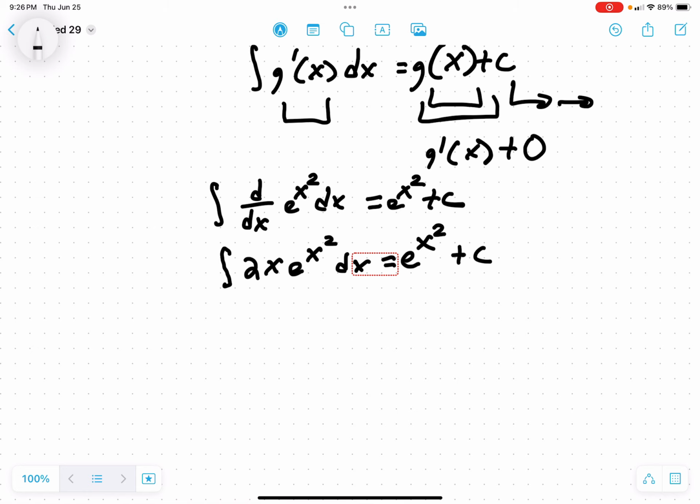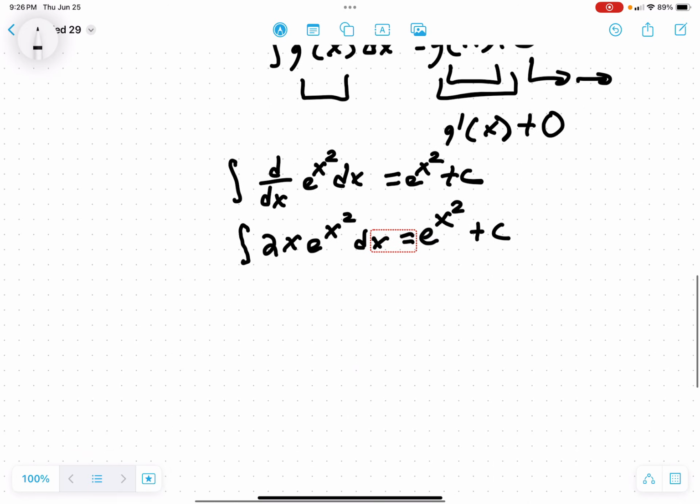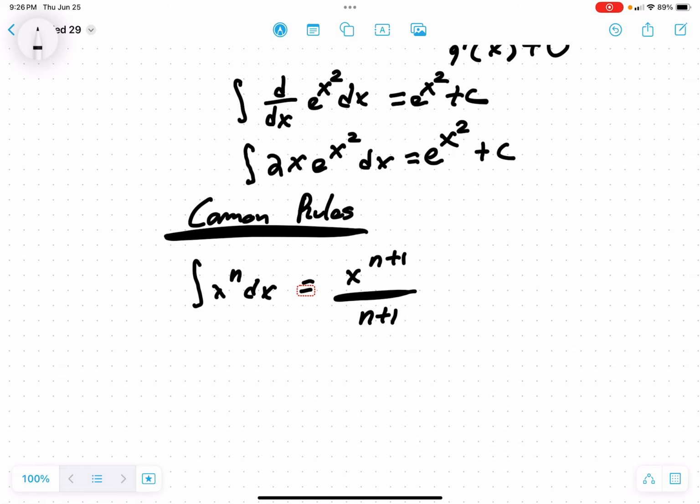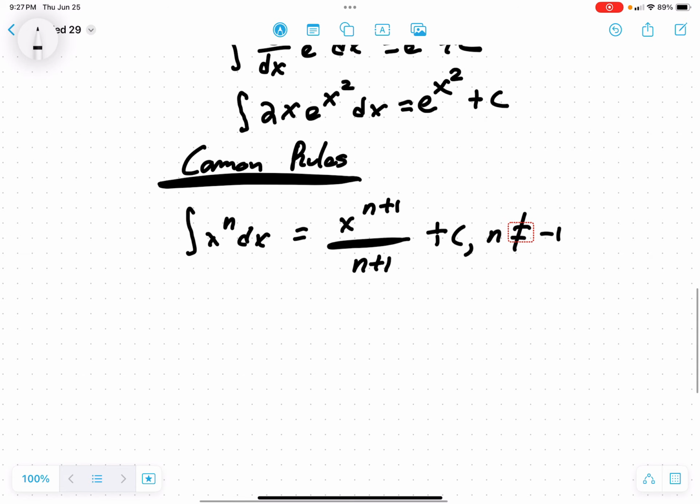So now let's get into the most common rules of integrals. The first rule is that the integral of x to the n dx, where n is some constant and n does not equal negative 1, equals x to the n plus 1 over n plus 1 plus c. This is called the power rule.